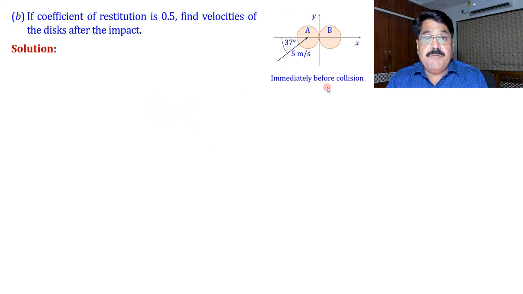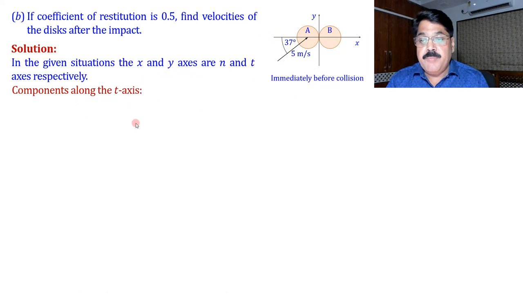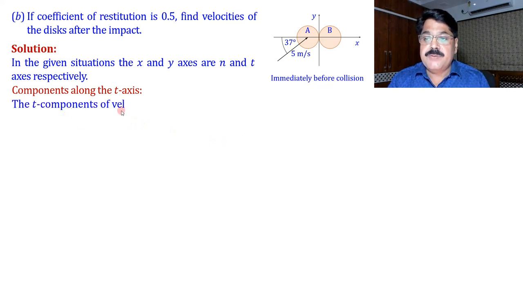So that situation was given here. Disk A has velocity 5 meter per second at angle 37 degree from the common normal, and the y-axis is the common tangent. In the given situation, the x and y-axis are the n and t-axis respectively. So how will we analyze along the t component? The t components of velocities remain unchanged.